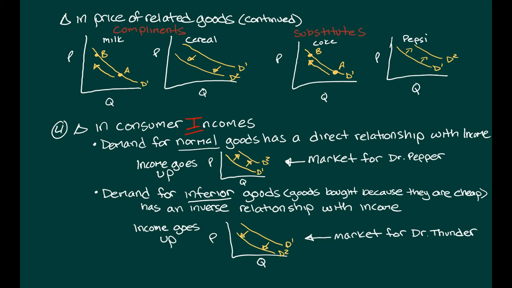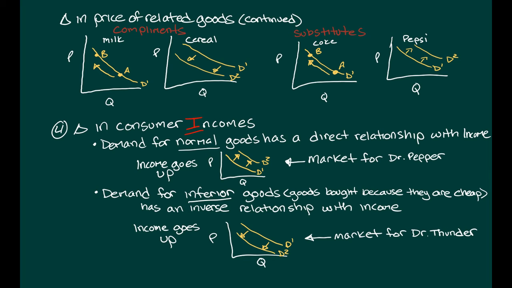If I'm only buying this good because it's a low price, then when I have additional income, I don't necessarily go out of my way to buy cheaper stuff if my income goes up. And so demand for inferior goods has the opposite relationship with income that demand for normal goods would have. So you could say Kraft macaroni and cheese versus Hill Country Fare macaroni and cheese, or Dr. Pepper versus Dr. Thunder, which is the example we used here. Any number of things, Nikes versus Payless shoes.